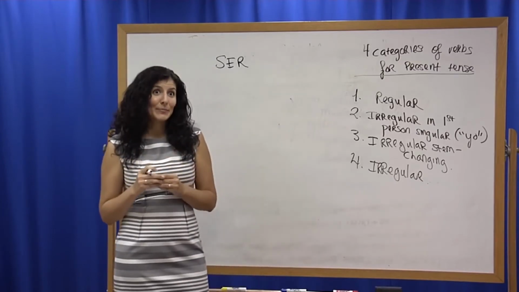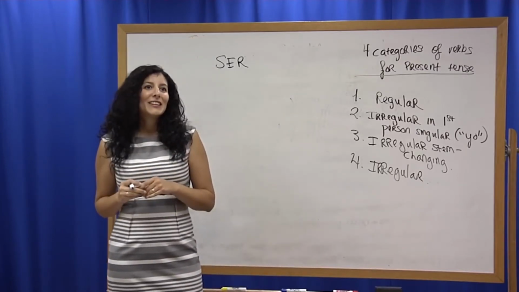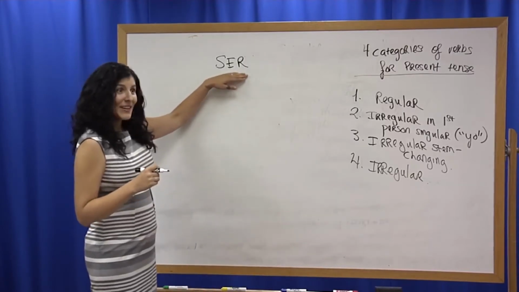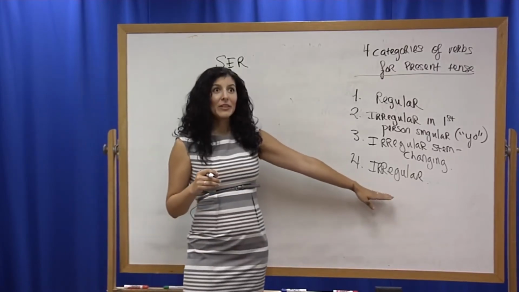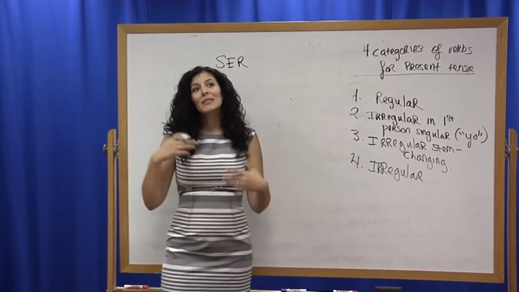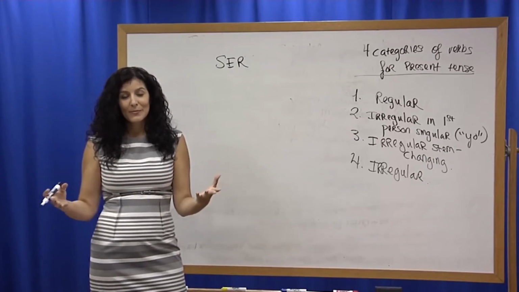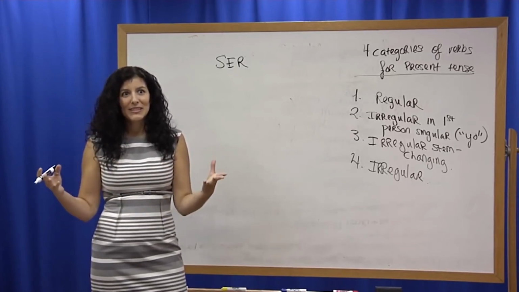There will be many examples of irregulars, and it is a verb that we are currently learning, and it is ser. Ser falls under the category of irregular verbs because in the present tense, it doesn't follow any type of pattern or system. It is kind of a unit unto itself.